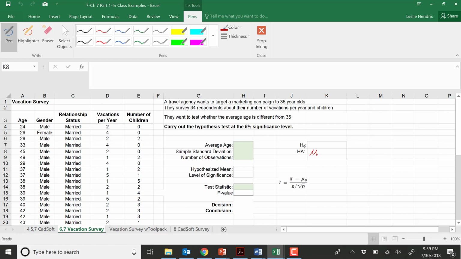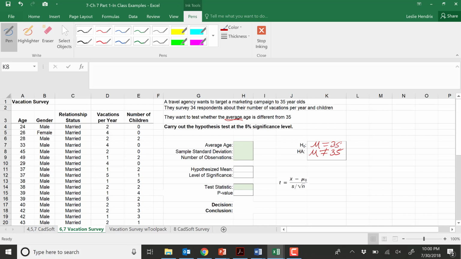So our alternative hypothesis is that the average age is different from 35. So that's not equal to 35. And that informs you of what your null is then. Your null then is that the average age is 35.